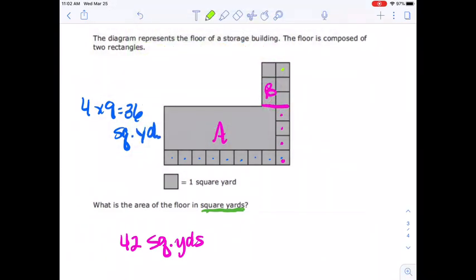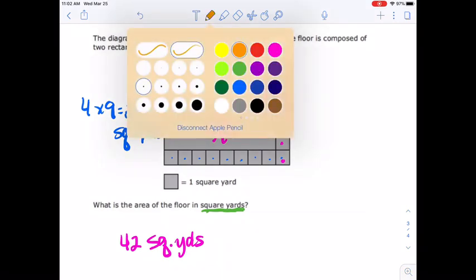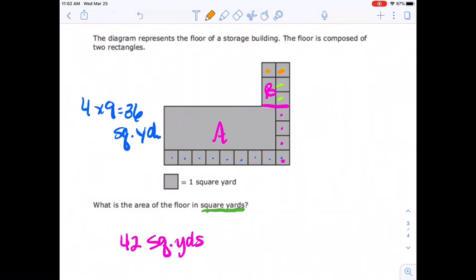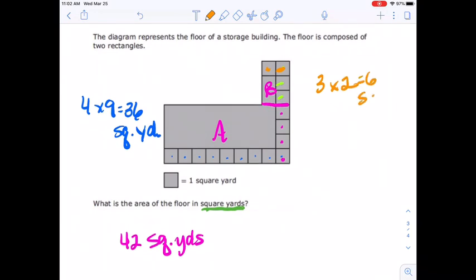B has 1, 2, 3 rows. And each one of those rows has 1, 2 square yards in it. So we would say B has 3 times 2, which is 6 square yards. And then we would add them together, 36 plus 6, to give me the total area in square yards, 42 square yards. So look at that.